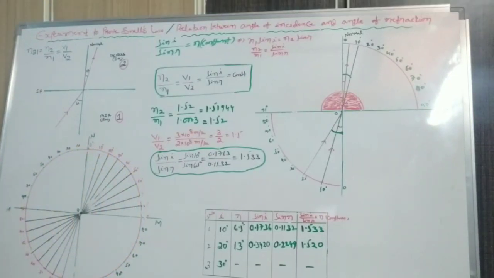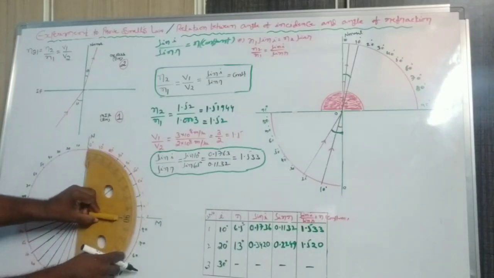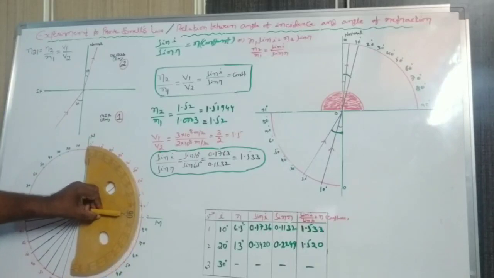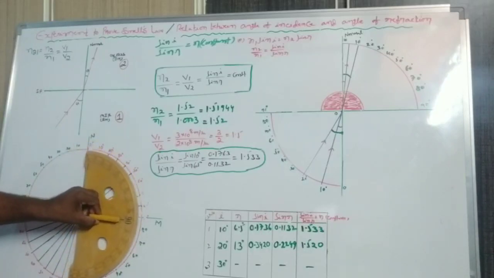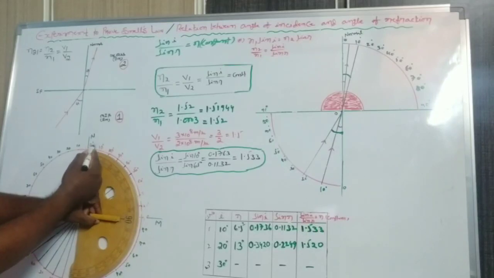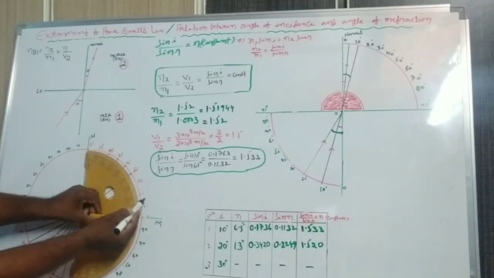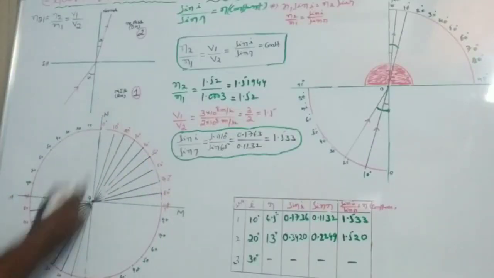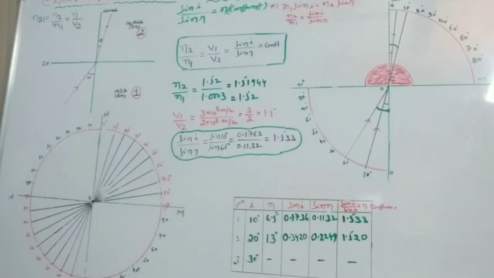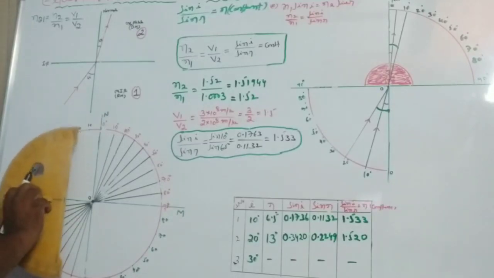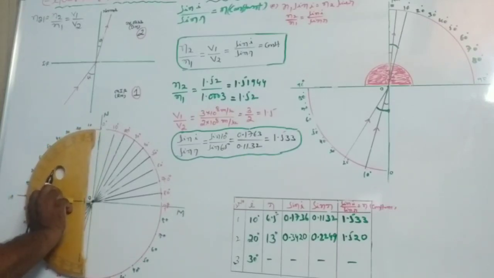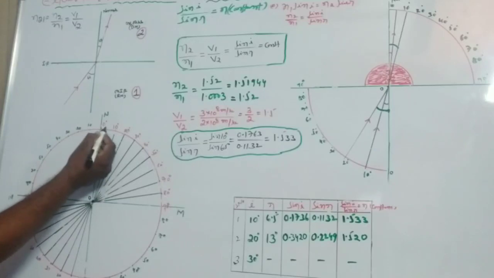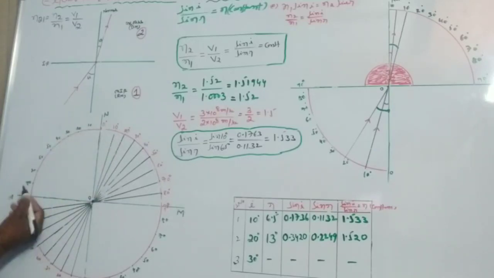Then mark the angles: 0, 10, 20, 30, 40, 50, 60, 70 up to 90 degrees on both sides of NN. See here, this is 0 to 90. Okay, repeat the same on the other side of the line NN. In the same manner we have to draw: 0 to 90 and 0 to 90.